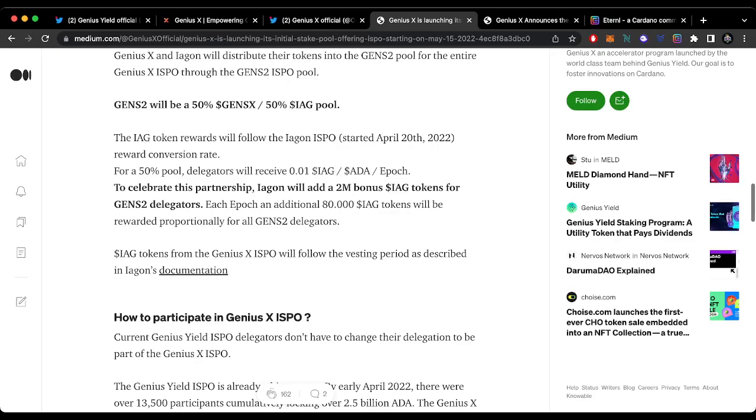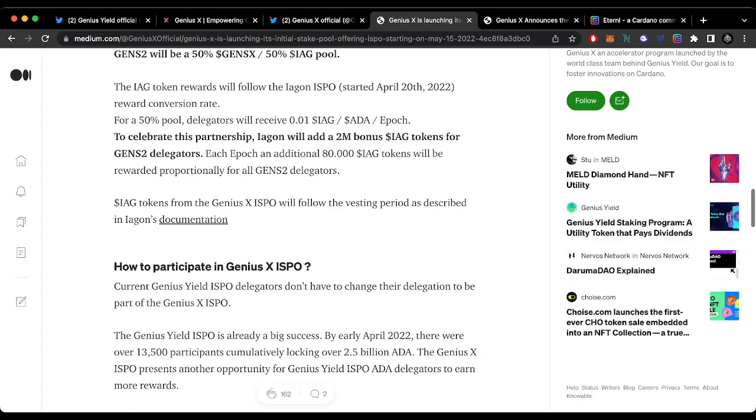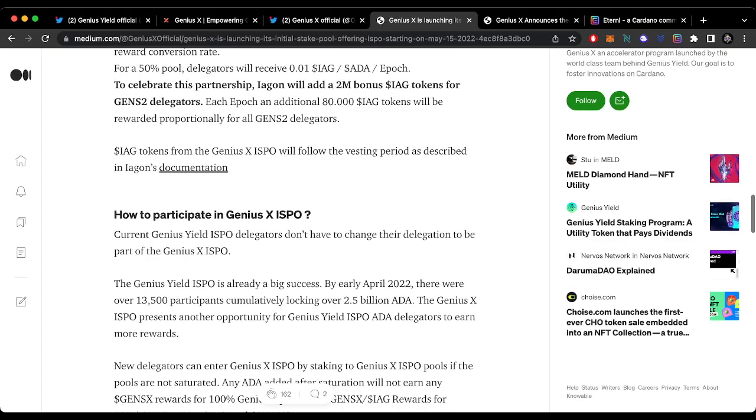To celebrate this partnership, Igon will add a $2 million bonus of IAG tokens to the Gens 2 delegators. Each epoch, an additional 80,000 IAG tokens will be rewarded proportionally to all the Gens 2 delegators. IAG tokens from the Genius X ISPO will follow the vesting period as described in the documentation.